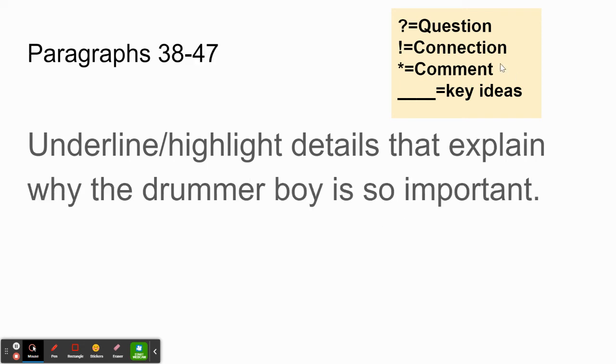Paragraphs 38 through 47, continue marking the text and underline details that explain why the drummer boy is so important. So here's where the general is giving him some encouragement and describing what the importance is of the drummer boy. Please highlight or underline those details.